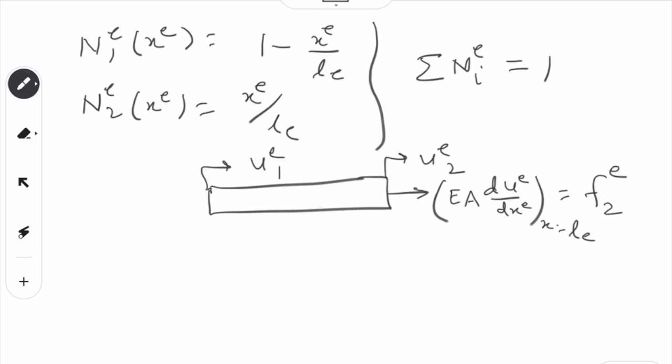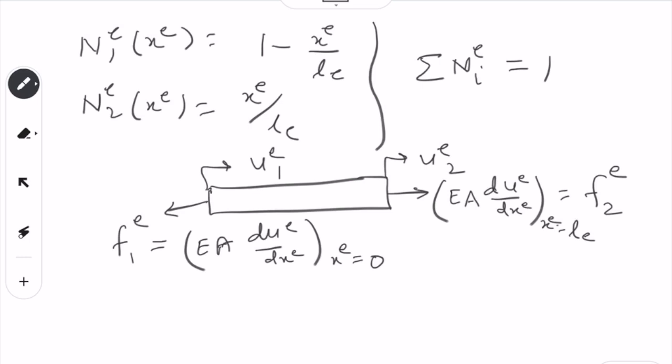Similarly, there will be a force here as well, which we call F1^e, equal to EA du^e over dxe at xe equal to 0. This is how it is defined.